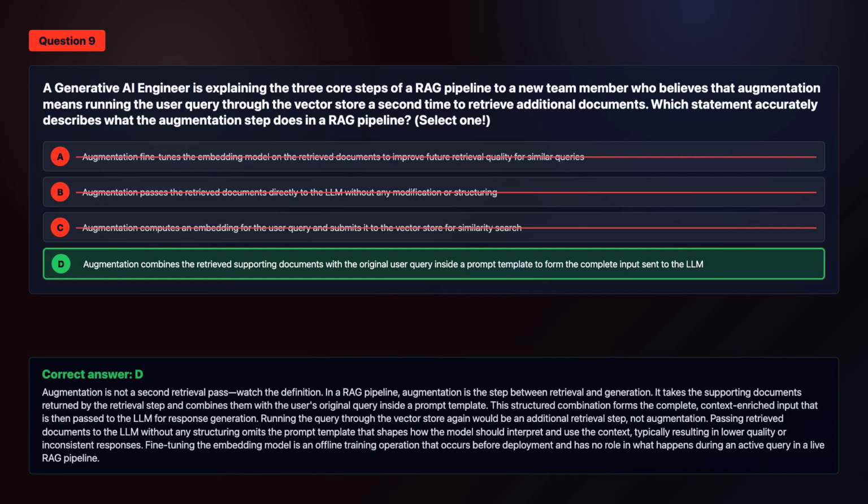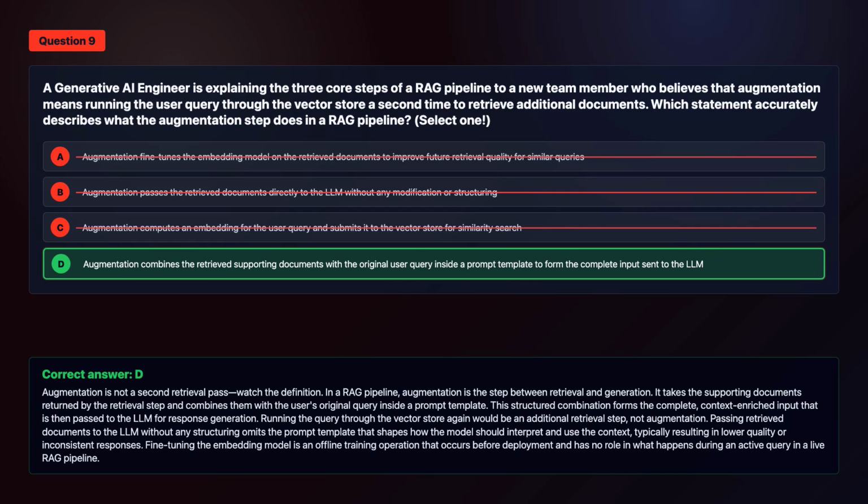The correct answer is option D. Augmentation is not a second retrieval pass. Watch the definition. In a RAG pipeline, augmentation is the step between retrieval and generation. It takes the supporting documents returned by the retrieval step and combines them with the user's original query inside a prompt template. This structured combination forms the complete, context-enriched input that is then passed to the LLM for response generation.